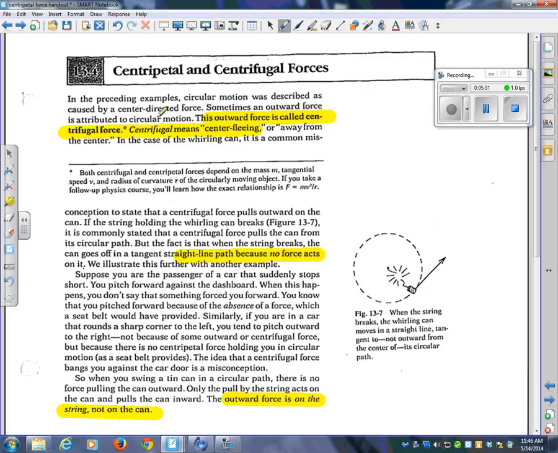In the case of the whirling can, it's a common misconception to state that a centrifugal force pulls outward on the can. Is that true? Is there an outward force on the can? No. Of course not. What would be providing it? What would be pushing the can outward? You'd have to blow on it, push on the string, while you're throwing it.